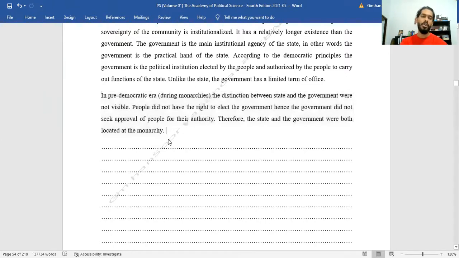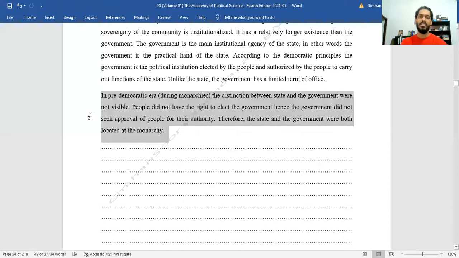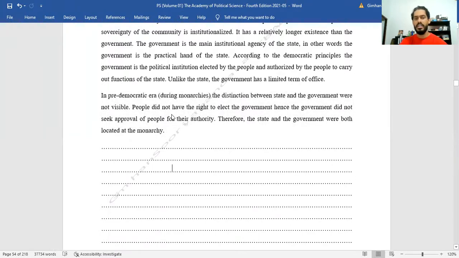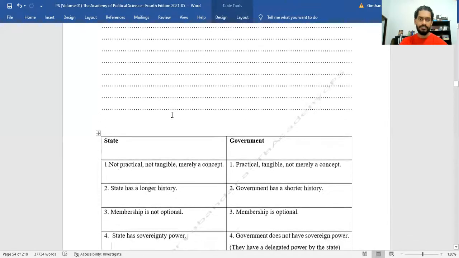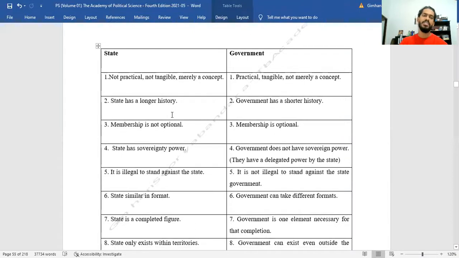So in those times, the state is almighty, king is also almighty. It's only in democratic formats that we started realizing, no, it is not actually the same thing. Government doesn't have all the powers and state is just conceptual, right? So we started understanding this in the modern format of democracies, okay? Right, then there's this table that explains, of course, you can see state is not practical, it's not tangible, it's merely a concept, okay? Compared to government, it is practical, it is tangible, and it is not merely a concept, it exists in real life, right?